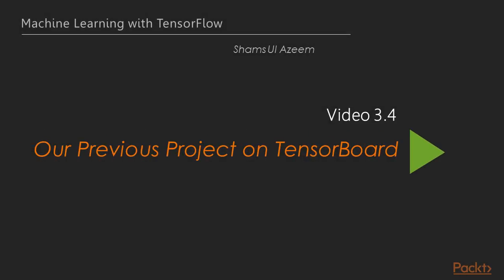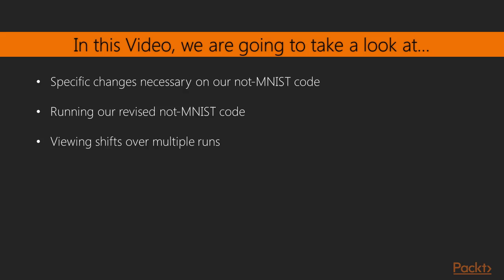Welcome to the fourth video of our TensorBoard exploration. Here we're finally going to implement the exciting TensorBoard features to our previous code. So let's get started. We'll look at what specific changes are required in our code and what variables we'll need to store. There's not much to change as we talked about earlier, but the results we get are great.